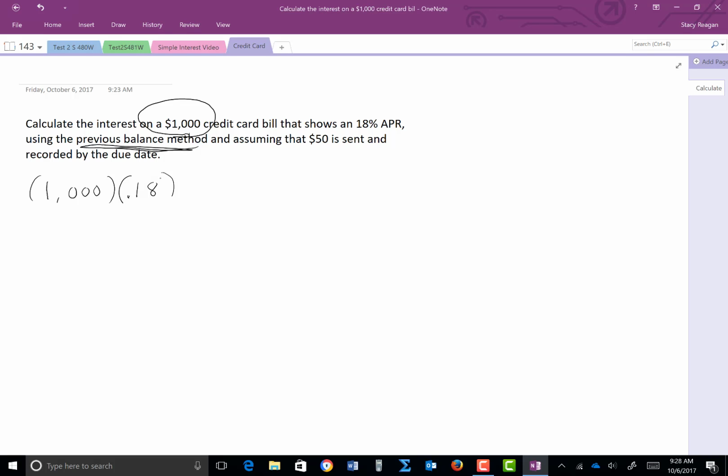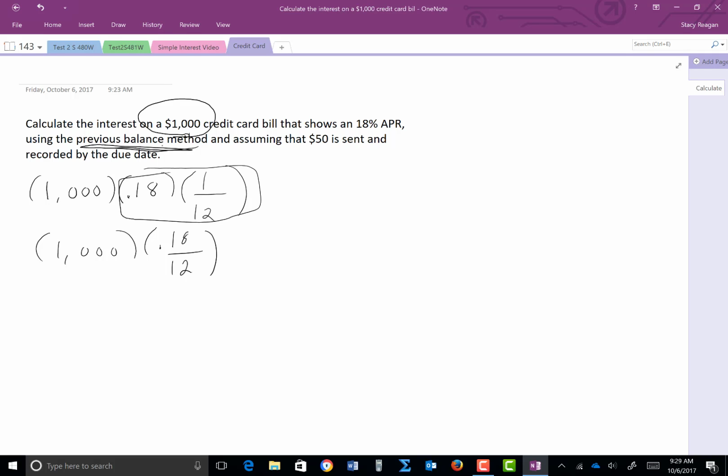Most books for quantitative literacy will do, instead of the 18% divided by 12, they'll deal with it in the time. And since credit card interest is monthly, what they'll do is they'll do 1 year divided by 12. So we could either put that 1/12 there, or we could do 1,000 times the 18 over 12. And when you multiply fractions anyway, you multiply straight across. So it's the same difference.